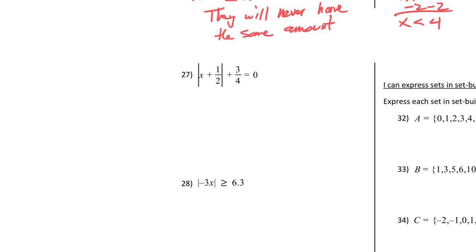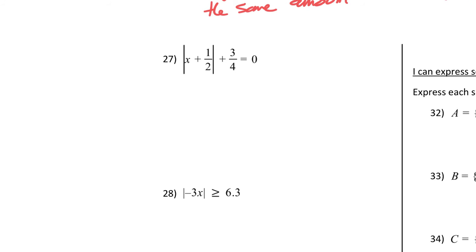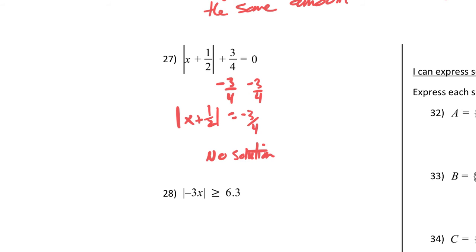Going to 27. You gotta subtract 3/4. Subtract 3/4. So if you have absolute value of x plus 1/2 is equal to negative 3/4, there's no solution. Because you can't take the absolute value of something and have it be negative. Okay.